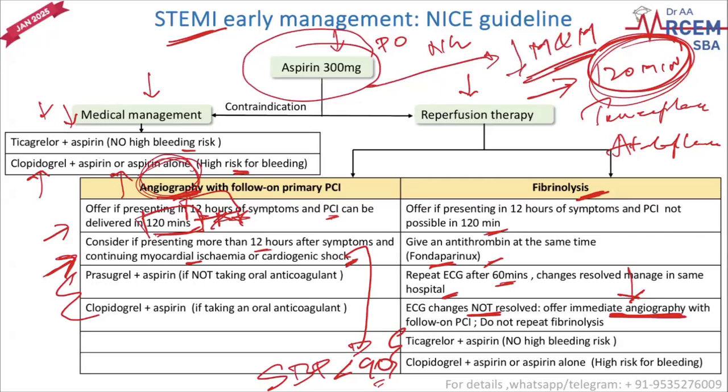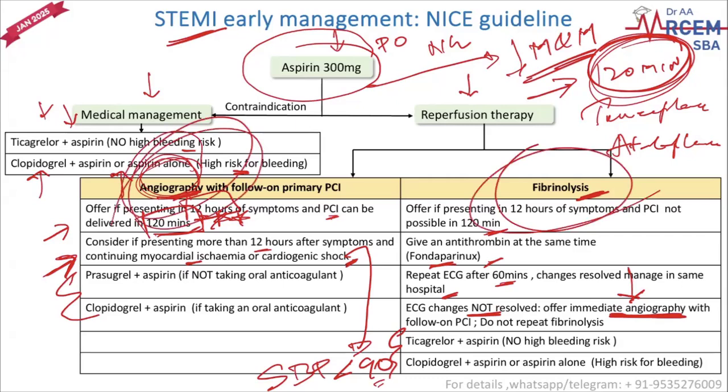Next thing they will ask is whether you will get an angiography done or fibrinolysis done. When will you get an angiography done, within what time? That is within 120 minutes. When will you get it done? Either if the patient presents within 12 hours, or if there is ongoing chest pain, or the patient is having a systolic blood pressure less than 90, then you will go ahead with an angiography.